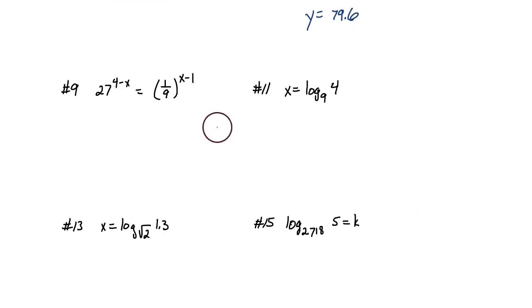Number 9, this time the variable x is in the exponent. We could solve with logarithms, but our other option is to rewrite this and try to use the same base in both places. And I think I can do that. The number 27 is equivalent to 3 to the 3rd power. So we can replace 27 with 3 to the 3rd. On the right side, the number 1/9 is 3 to the -2 power.